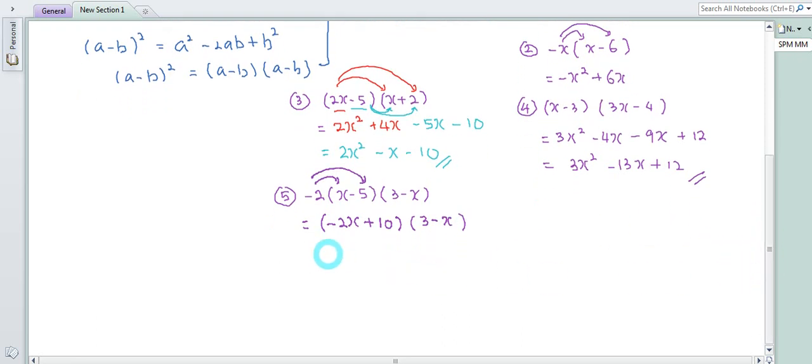The next step is the same as just now. Focus on negative 2x first. Negative 2x times 3, you get negative 6x.